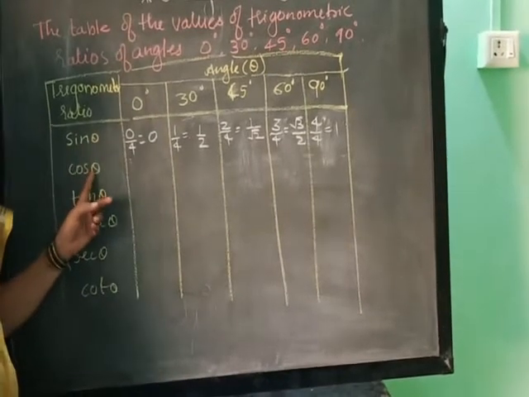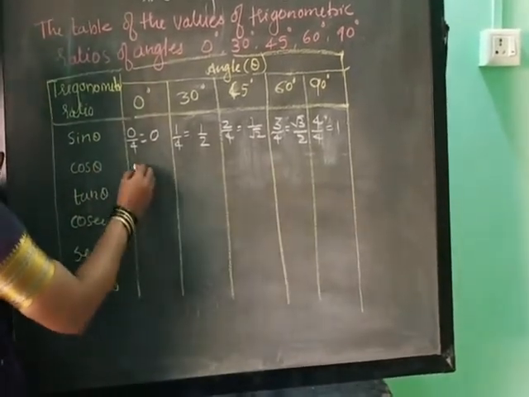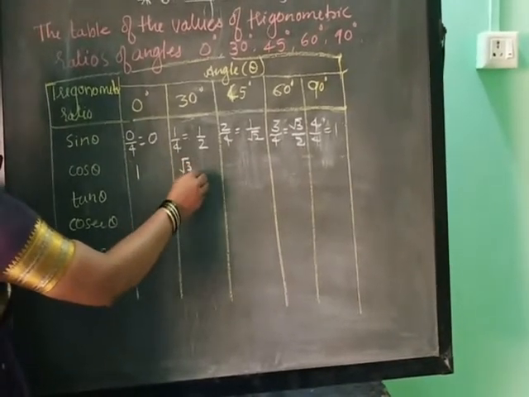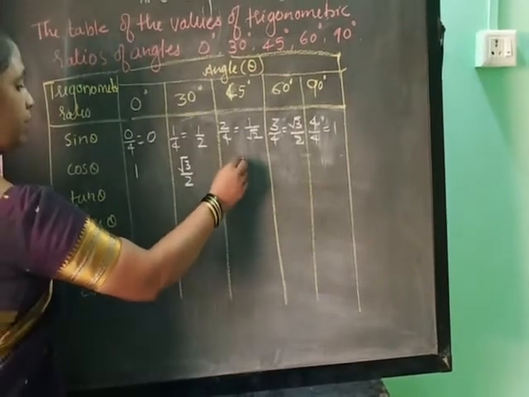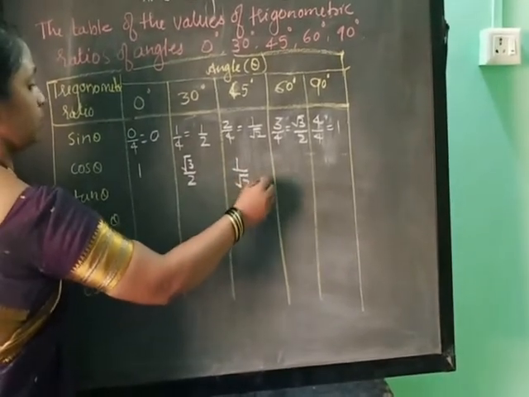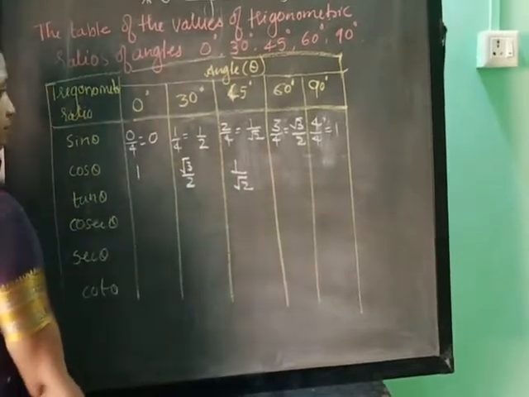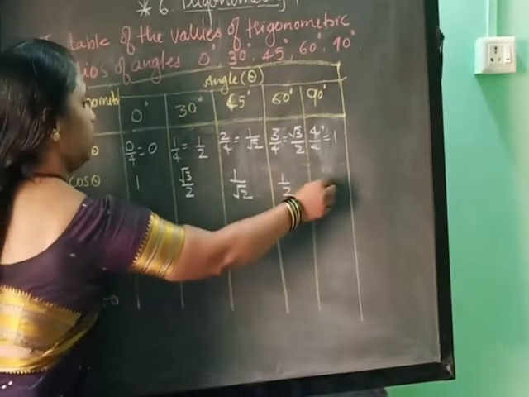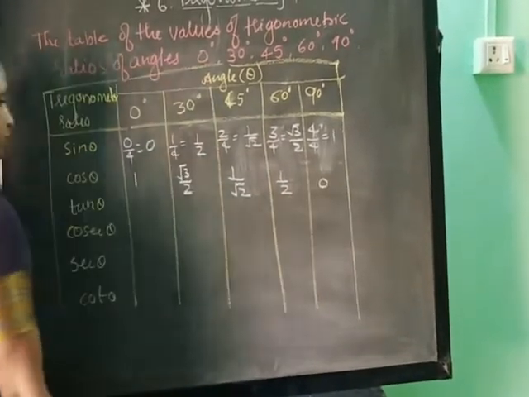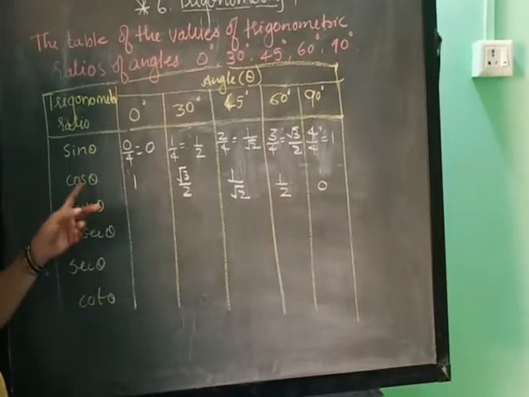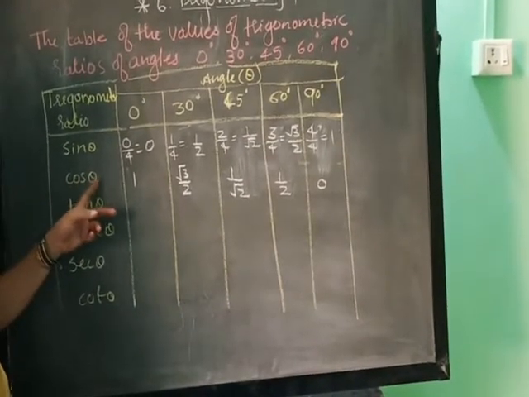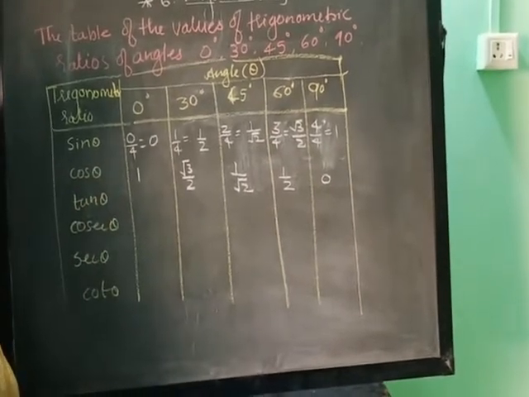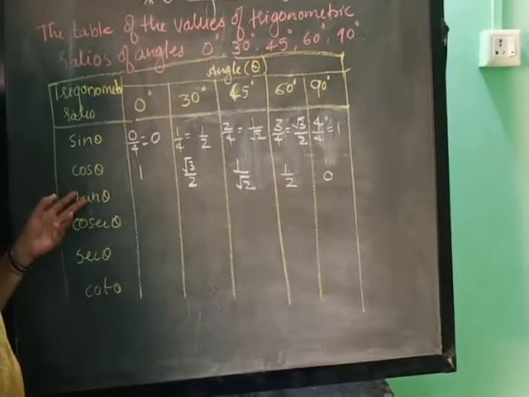Now for cos, you have to write the opposite of them. Means cos 0 is 1. Cos 30 is root 3 by 2. Cos 45 is 1 by root 2. Cos 60 is 1 upon 2. And cos 90 is 0. In this way, in the reverse order, you have to write cos 0, cos 30, cos 45, cos 60 and cos 90.